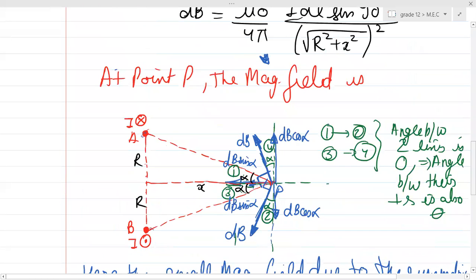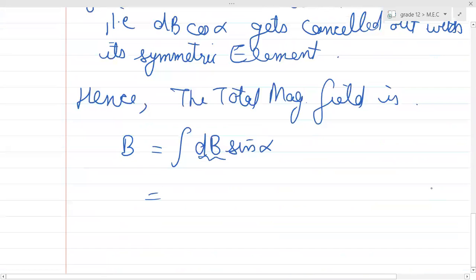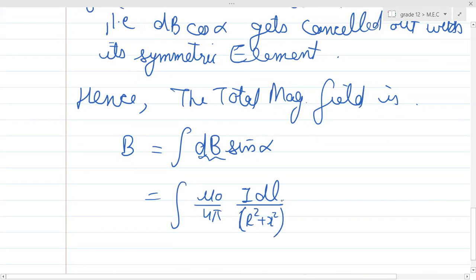So what was dB equal to? dB was mu naught by 4 pi I dl sine 90, which I gave over here. I'll write it as 1 over r square plus x square. So this will be mu naught by 4 pi I dl upon r square plus x square. Can you see, the under root and square I'm not writing?